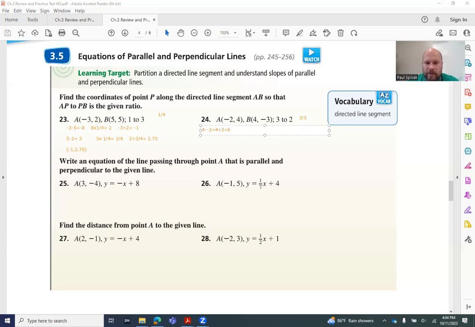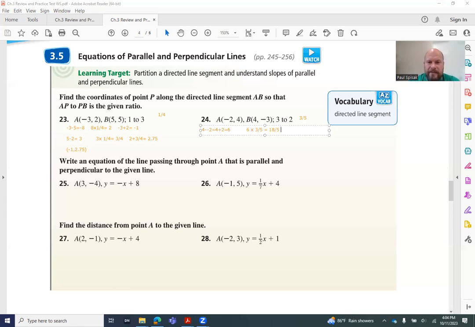From there, we're going to take that value and multiply by 3/5. So 6 times 3/5 is going to be 18/5. We can't really reduce that. This is not a very nice problem.